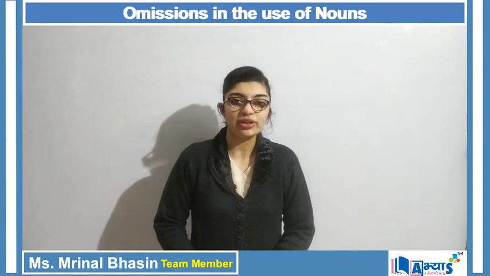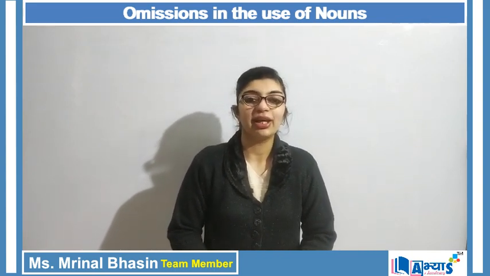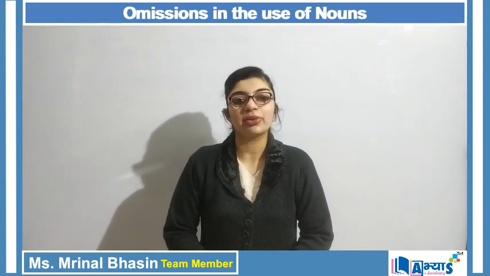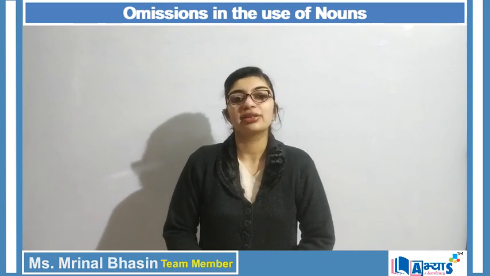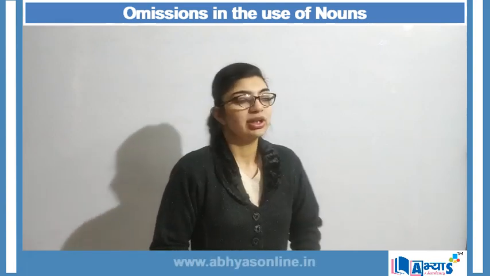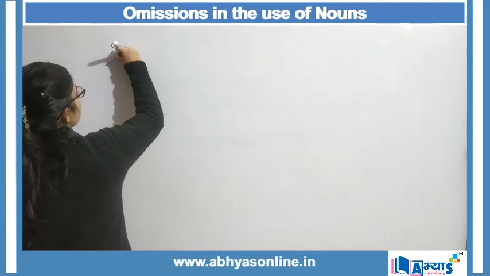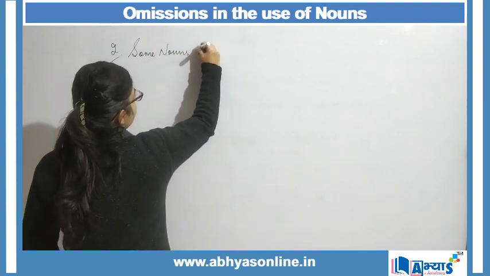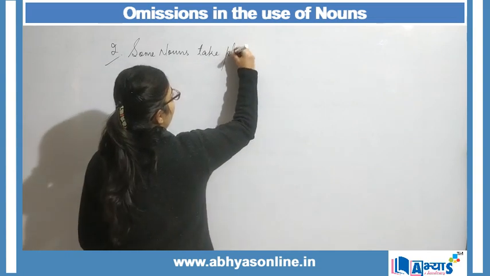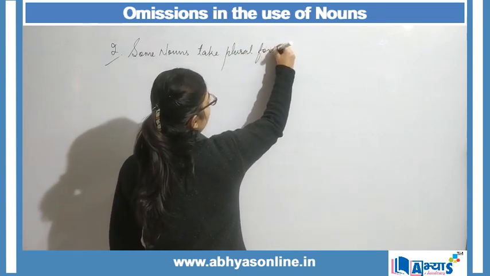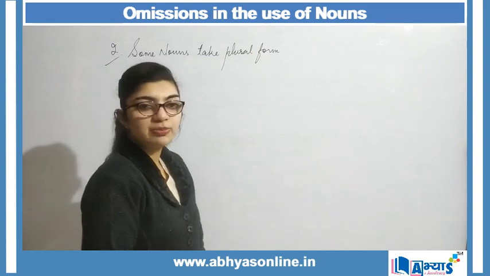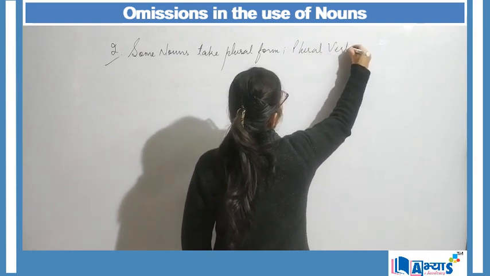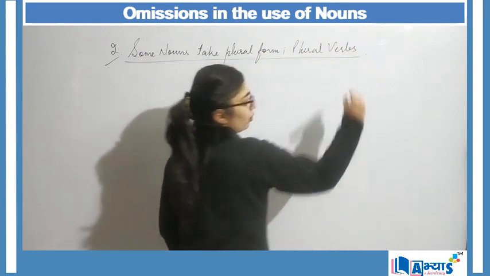Now the second concept of omissions of nouns: earlier I said that some nouns take singular form, but there are also some nouns which take plural form, and then a plural verb is used along with them. So the second application is that some nouns take plural form, and because they take plural form, we use plural verbs along with them.